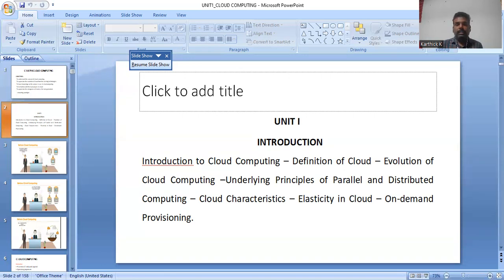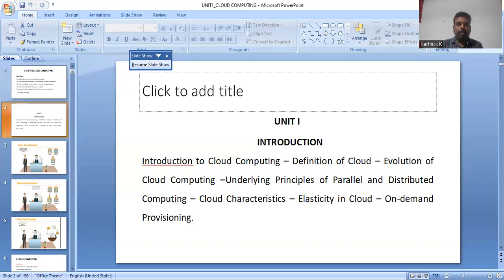So we are enjoying the software, and it is convenient nowadays. The next topic is the underlying principles of parallel and distributed computing. For the development of cloud computing, two main principles have been taken. One is parallel computing, another one is distributed computing. These two main principles are behind cloud computing.